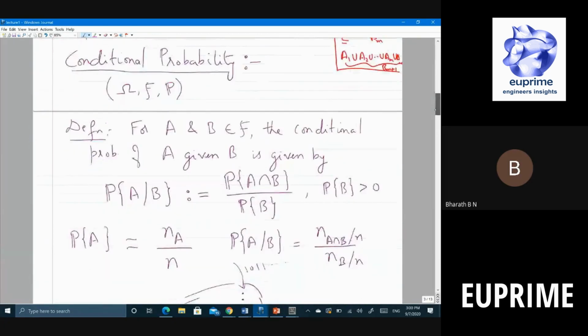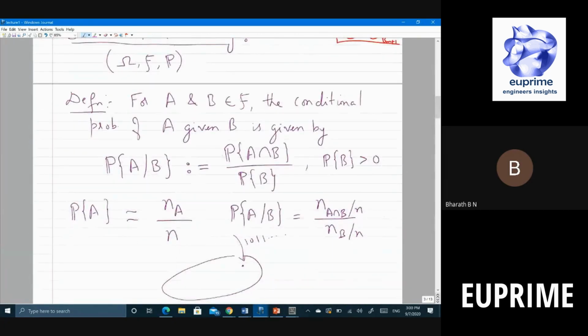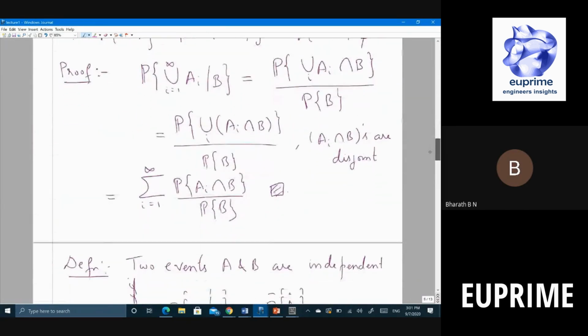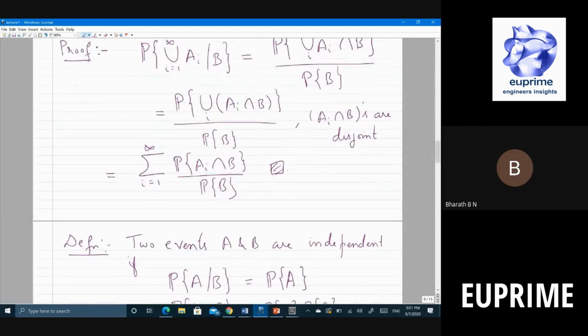Then we looked at the notion of conditional probability. That is, if you take two events A and B belonging to the sigma algebra, the conditional probability of A given B is defined as the probability of the intersection divided by the probability of B. This is defined only when the probability of B is greater than zero, that means B should occur with non-zero probability. And we looked at a few other properties. For example, I can write the probability of the union of Ai given B as the probability of Ai given B summed over all i, provided the Ai are disjoint.